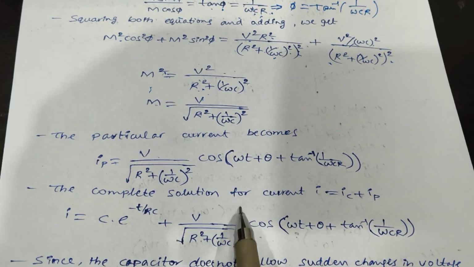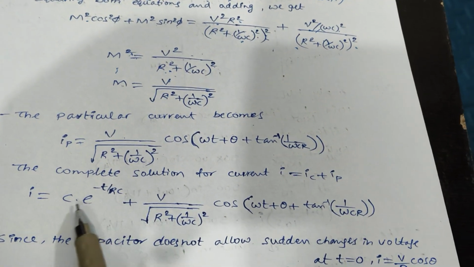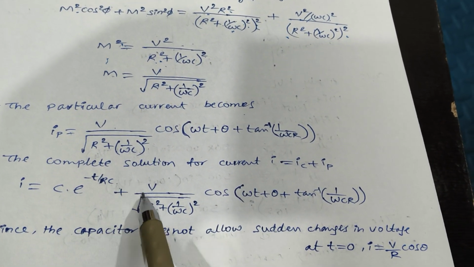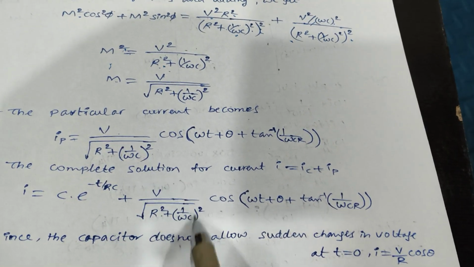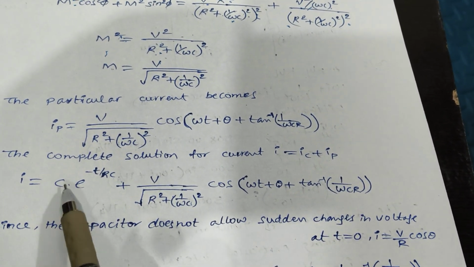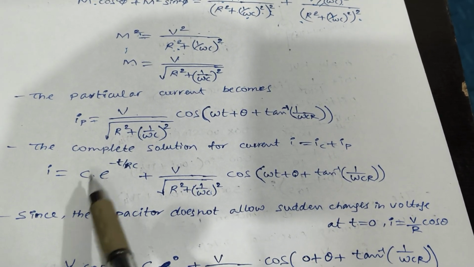Now I got the complete solution for the current. I is equal to I_C plus I_P. I_C I already got, with the arbitrary constant C into e power minus t by RC, plus I_P, which I am substituting as written here. In this, only one arbitrary constant C is there. By knowing the initial conditions, we can find out that C also.